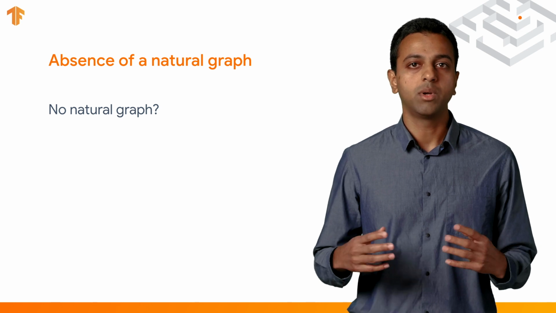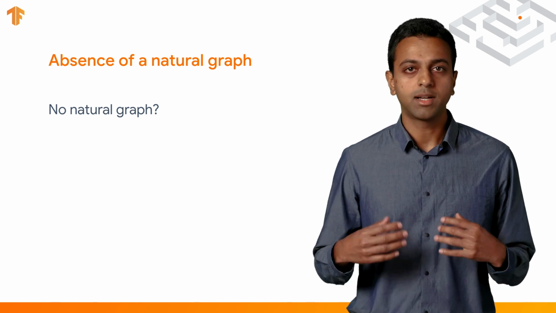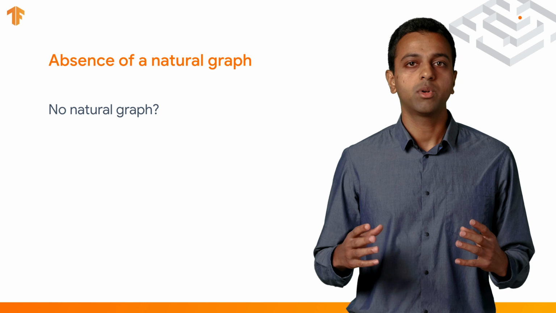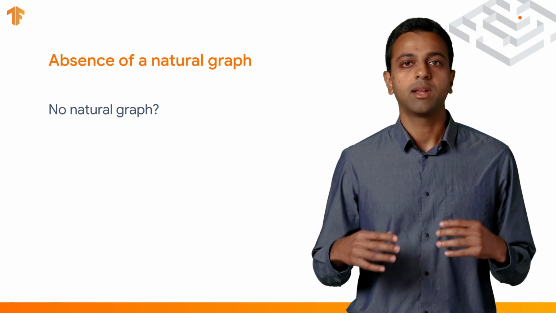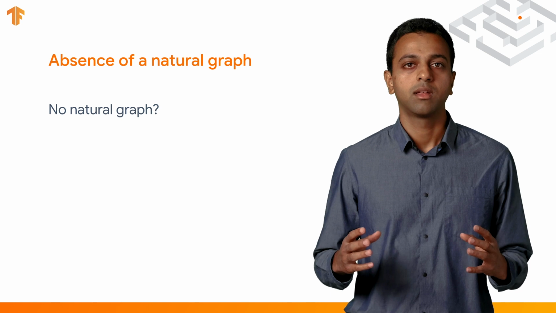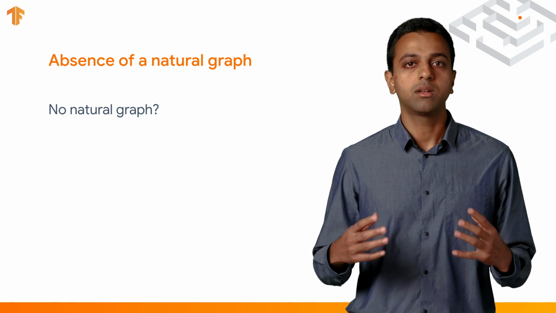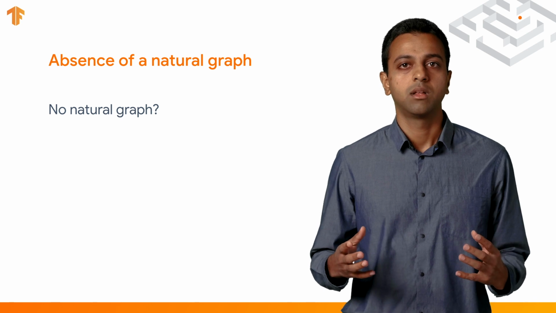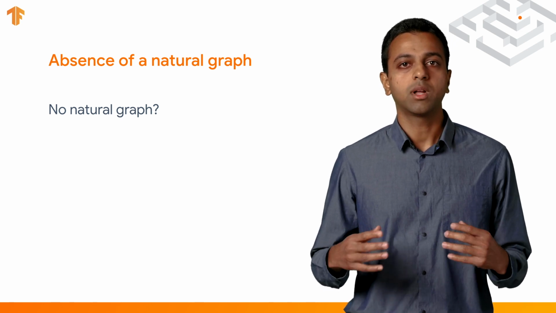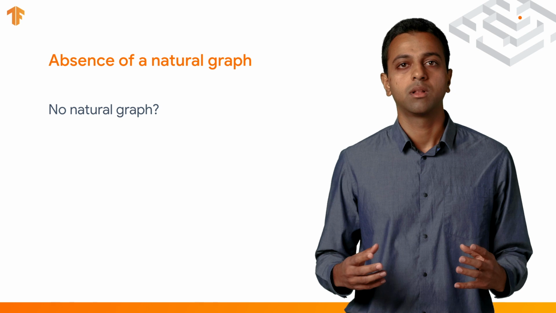Similarly, if we're doing simple image classification or text classification, where the input data contains just raw images or text, then we may not have a natural graph in either case. In this episode, we'll discuss how we can apply neural structured learning to such tasks. So what do we do if we don't have a natural graph to begin with?